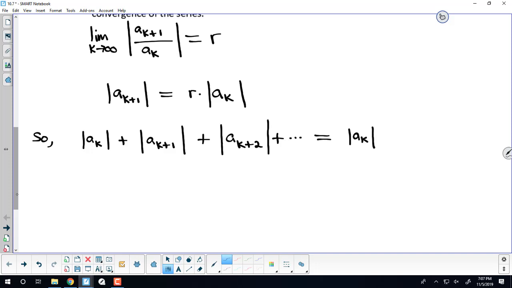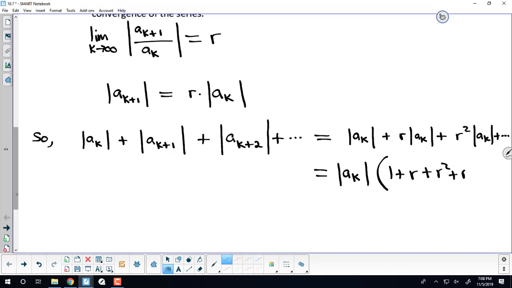The next term is r times the previous term. So the a sub k plus 1 term is actually r times a sub k. And then again, the k plus 2 term is r times the previous term, so we have r squared times the absolute value of a sub k, and so forth. If we factor out that kth term, we have 1 plus r plus r squared plus r cubed. So that's our tail. That's geometric.